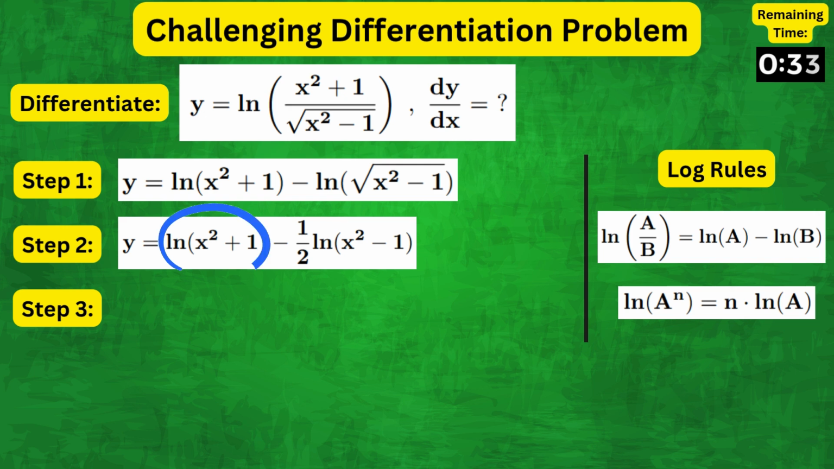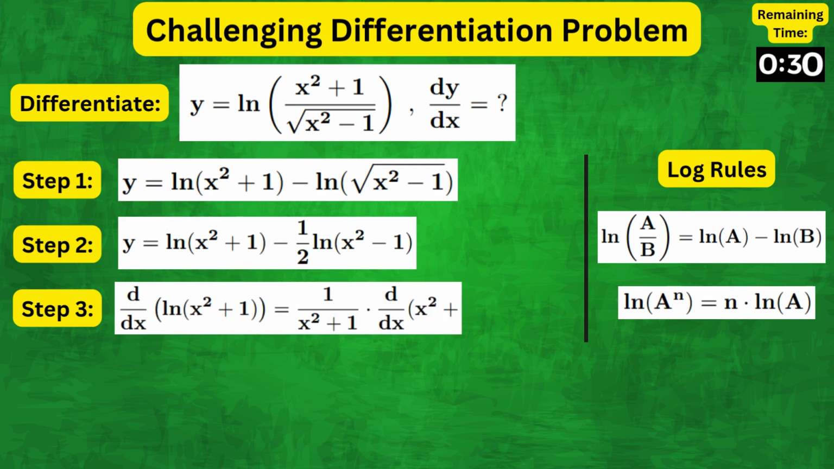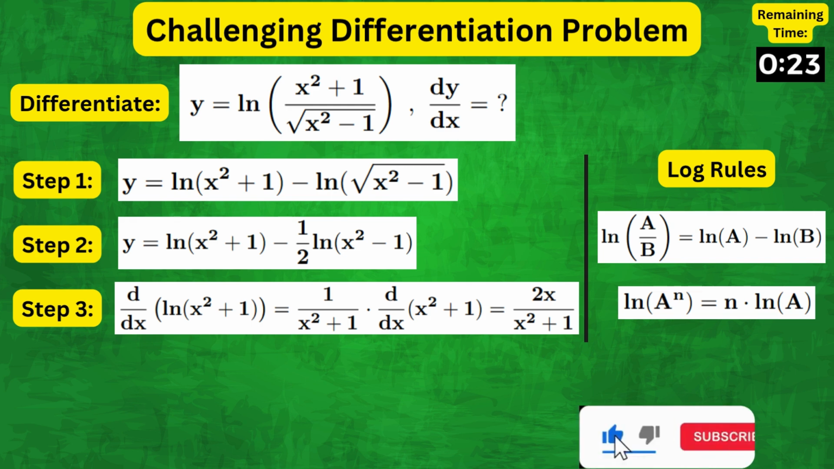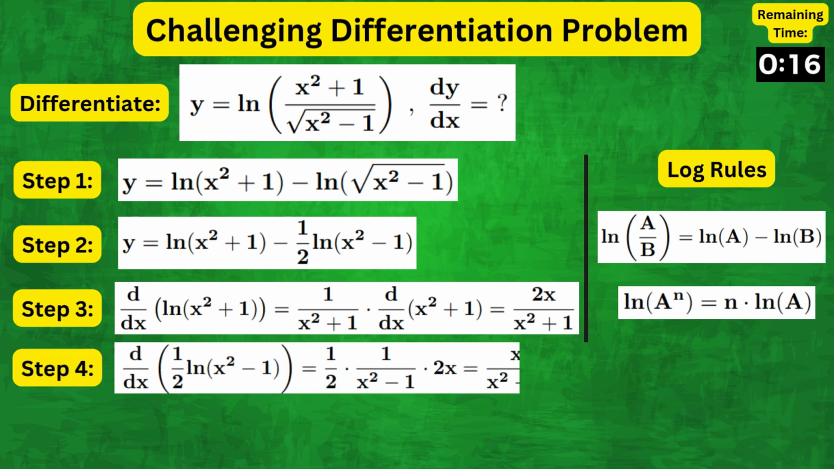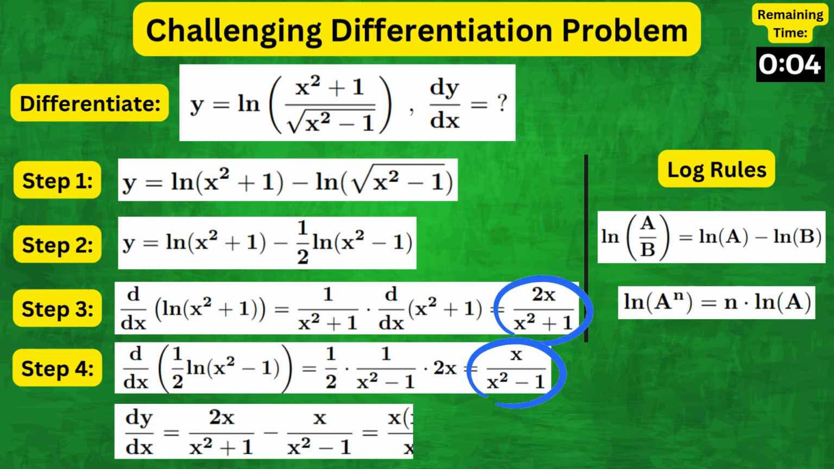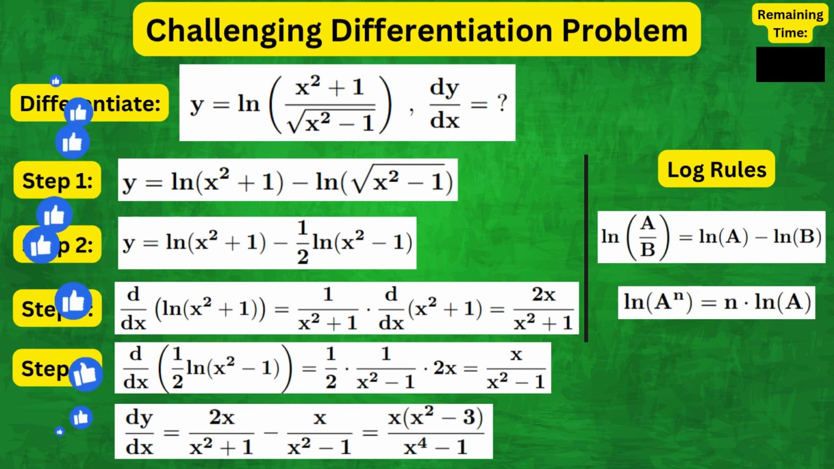So for the first term, we can use the chain rule to get 1 over x squared plus 1 multiplied by the derivative of what's inside the bracket, which is 2x. So that leaves us with 2x over x squared plus 1. And for the second term, it's the same idea. We get a half times 1 over x squared minus 1 times 2x, which tidies up to x over x squared minus 1. And then we can combine the two terms into a single term to get x times x squared minus 3 over x to the 4 minus 1.